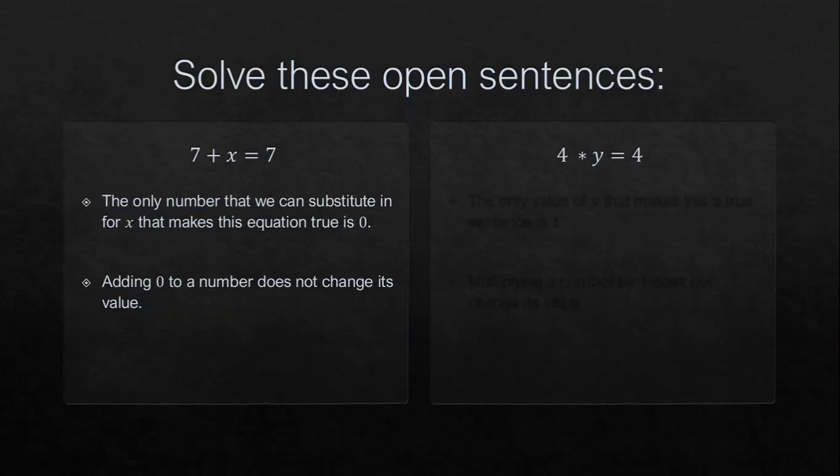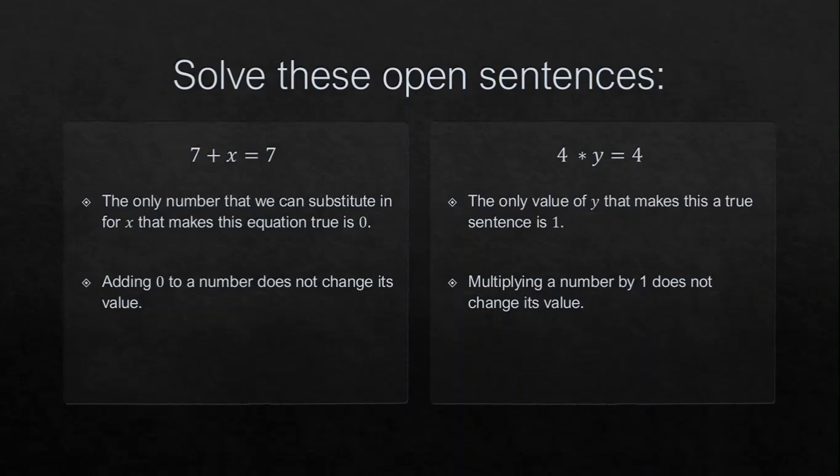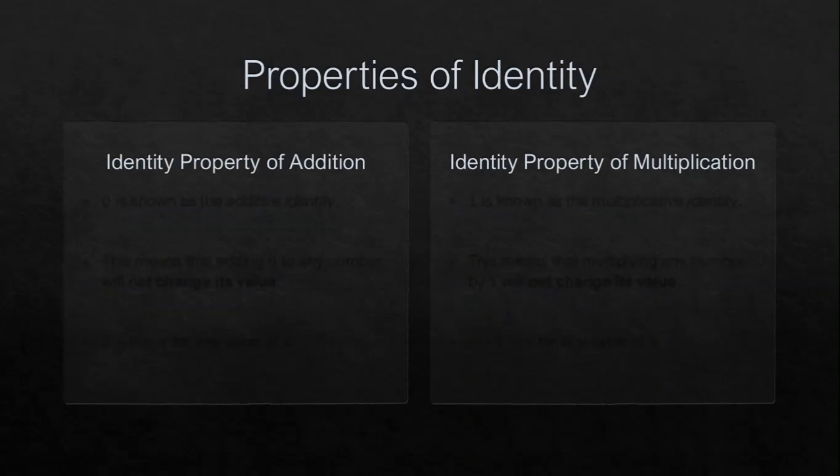Now let's try the same thing with multiplication. On the right side here, we've got 4 times y equals 4. Try to find a value for y that makes this true. The only value of y that makes this a true sentence is 1. And multiplying a number by 1 also does not change its value. So these open sentences are examples of the properties of identity.